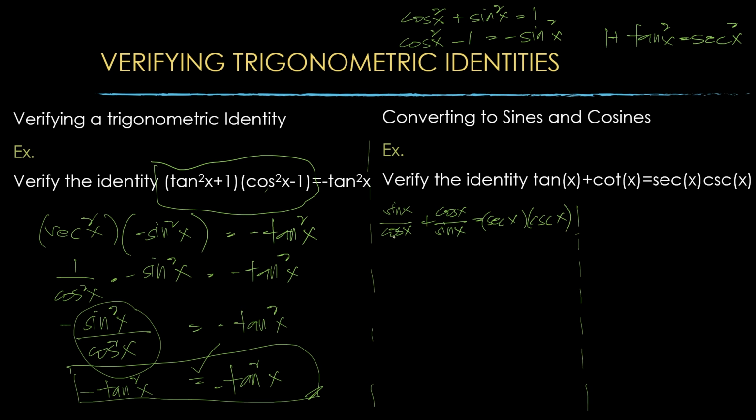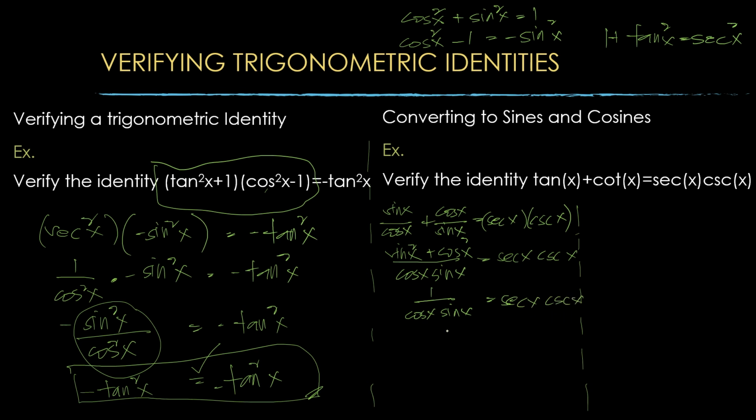Okay, if you try to add these two, you'll have sine of x squared plus cosine of x squared over cosine of x times sine of x, equal to secant x cosecant x. What is sine squared plus cosine squared? That is 1. So we have 1 over cosine of x sine of x, equal to secant of x cosecant of x.